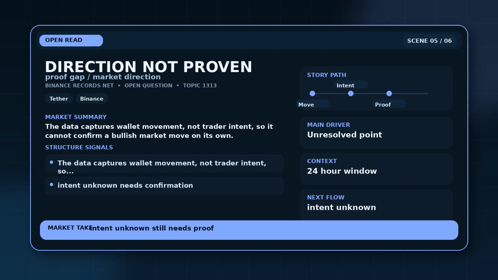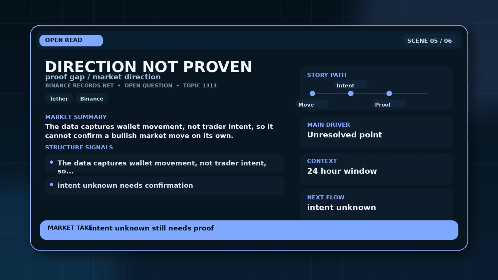The open question is that the data captures wallet movement, not trader intent, so it cannot confirm a bullish market move on its own. That limit matters because the confirmed facts do not automatically prove the most aggressive interpretation. The safer split is to treat the 24-hour window as established context, while leaving the unresolved part open until a stronger signal appears. That keeps the story useful without turning a partial data point into a conclusion.